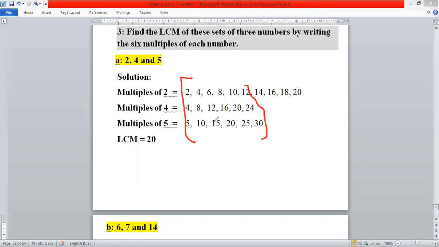within 6 multiples, we cannot find the lowest common multiple. Therefore, we will extend the multiples of 2. We will write 4 more multiples. After that, we will be able to find the common multiple of 2, 4, and 5. So we will write least common multiple is equal to 20.